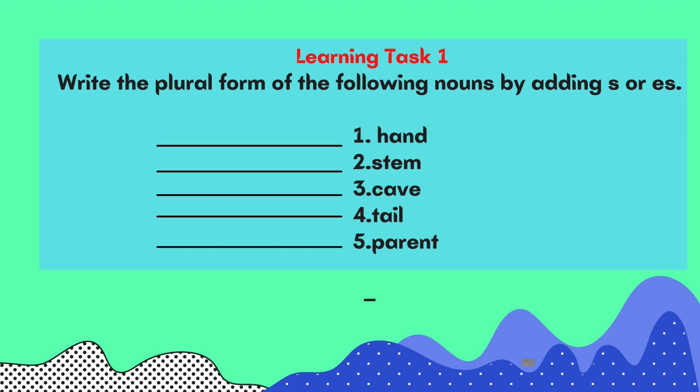Alright, so number 1, hand. So you are going to add s only. 2, stem. What are we going to add? Is it s or es? Alright, so it is s. What about 3, cave? It ends with letter E. So, you are going to add only S. Number 4, tail. So, you are going to add S. And then, the last number, 5, parent. You are going to add S only to make it plural.